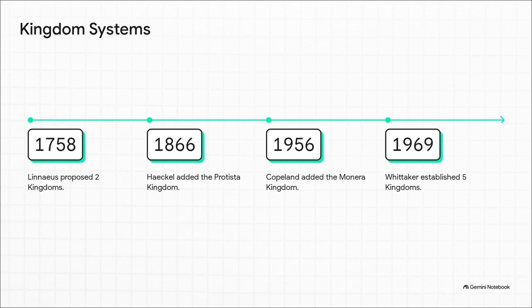But then a real game-changer came along: the microscope. Suddenly, scientists were seeing single-celled organisms everywhere that simply didn't fit into the plant or animal boxes. So in 1866, Haeckel added a third kingdom, Protista. By 1956, Copeland realized some of these single-celled organisms didn't even have a true nucleus, so he added a fourth, Monera. Finally, in 1969, R.H. Whittaker realized fungi were entirely distinct from plants, giving us the famous five-kingdom system. As you can see, the invention of new technology literally forced scientists to keep adding branches to the tree.